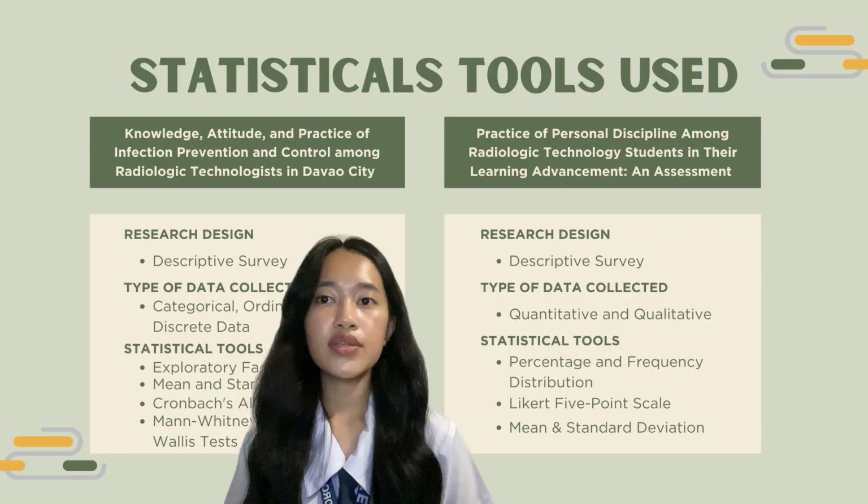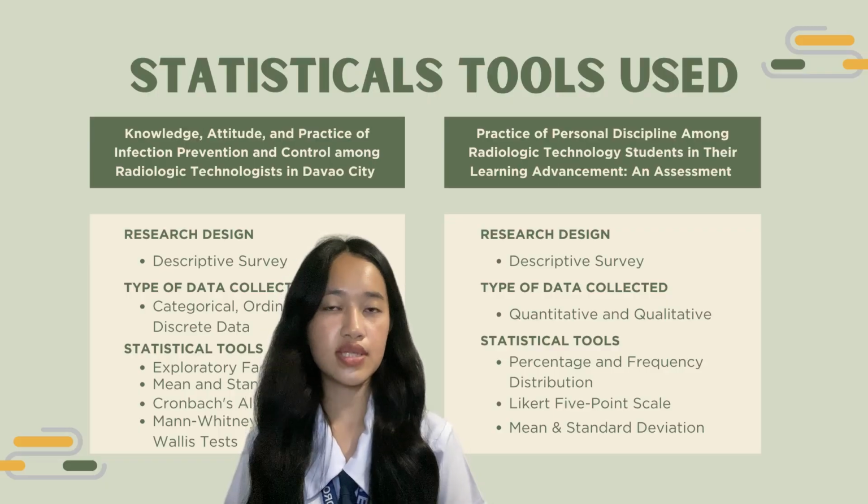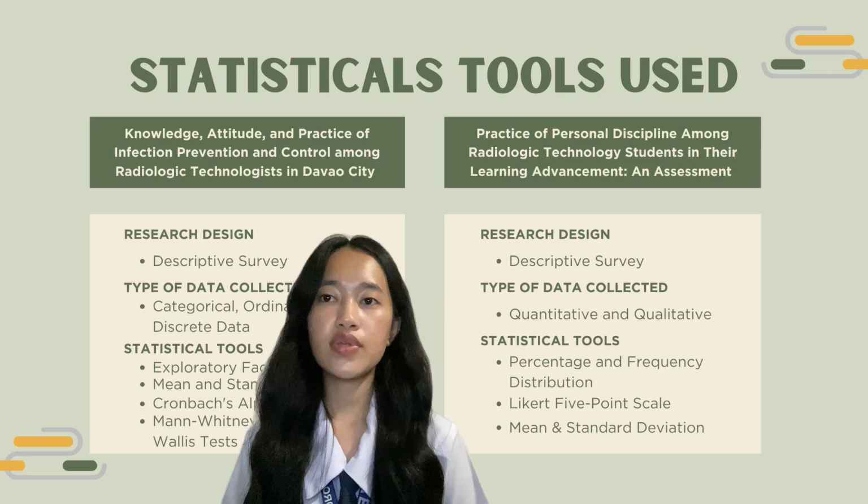In contrast, the research assessing the practice of personal discipline for self-study advancement, which collected quantitative and qualitative data, utilized more straightforward descriptive statistics, including percentage and frequency, the weighted mean, mean and standard deviation, and the Likert 5-point scale for measuring attitudes or perceptions.